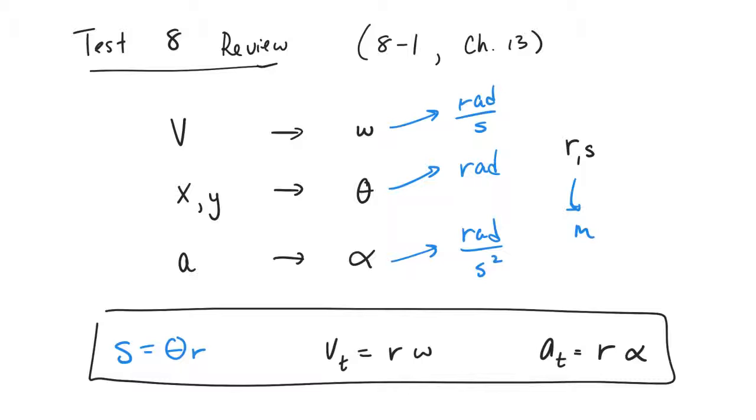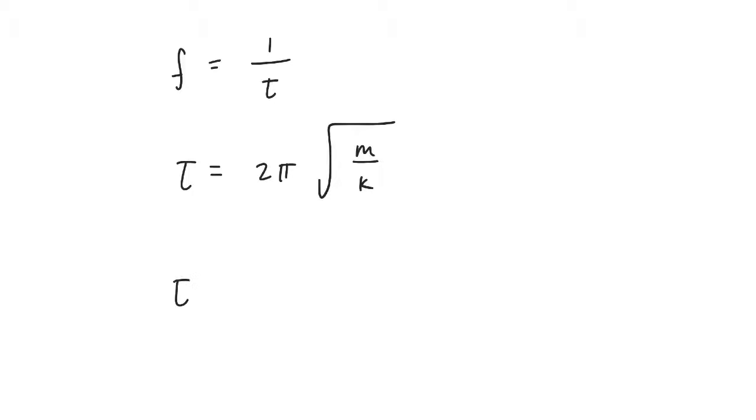Chapter 13 involves several other formulas. The formulas from chapter 13 that we utilized were first, frequency is equal to 1 over the period. The period of a mass spring is 2 pi root m over k, and the period of a pendulum is 2 pi root L over g. Those were, I think, the only 3 formulas that you had in chapter 13.